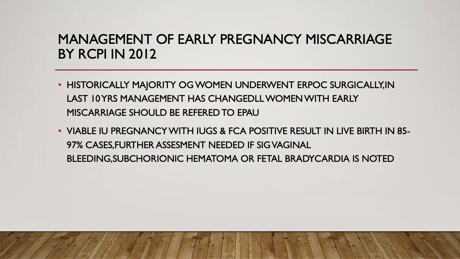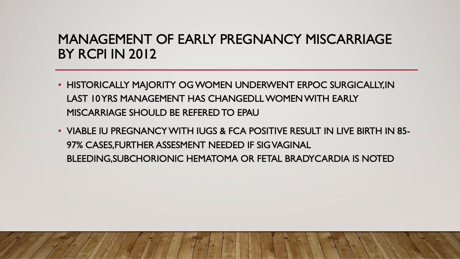Now our next part is the management of early pregnancy miscarriage. It is by RCPI, the Irish guideline, released in 2012. Historically, the majority of women underwent surgical evacuation of retained product of conception. But in the last 10 years, the management has changed, and women with early pregnancy problems should be referred to the early pregnancy assessment unit, as mentioned before. If the pregnancy is viable, with positive fetal cardiac activity, it will result in a live birth rate of 85 to 97% of cases.